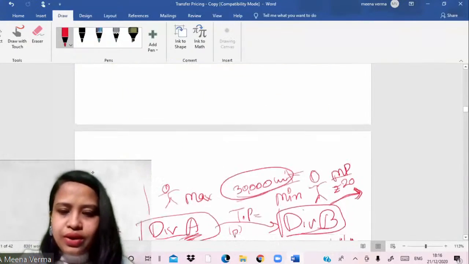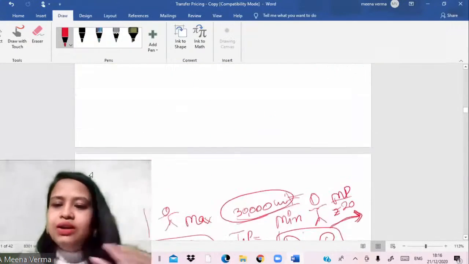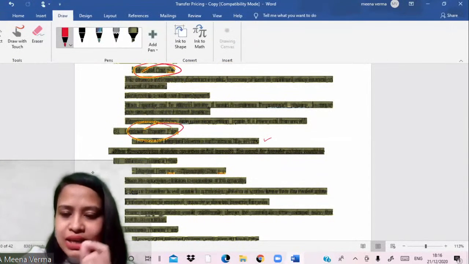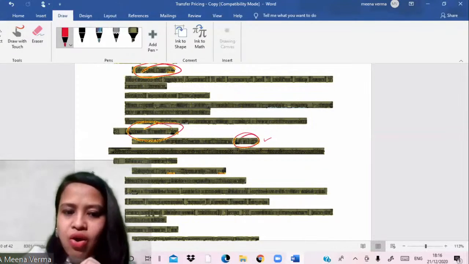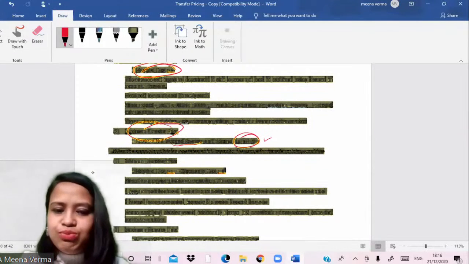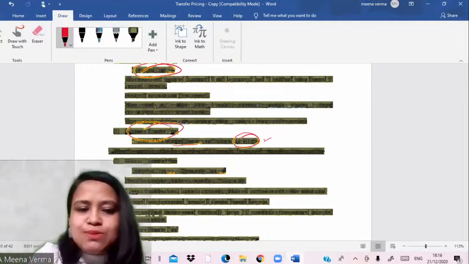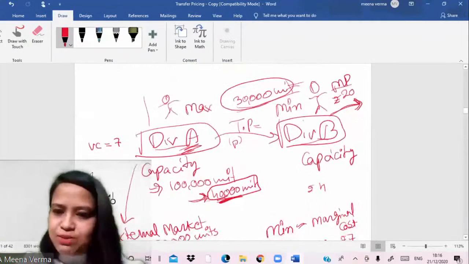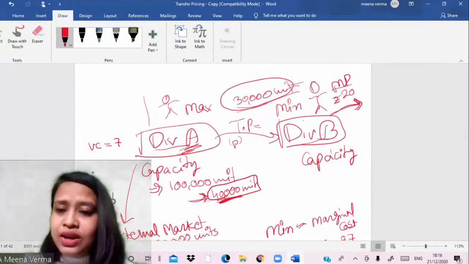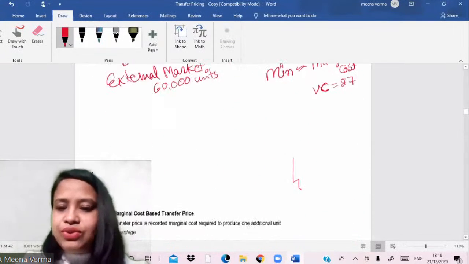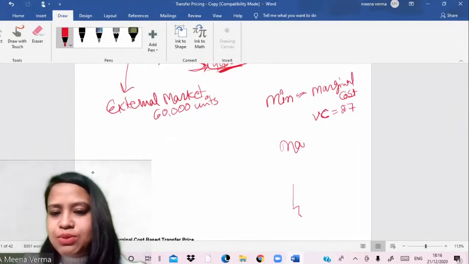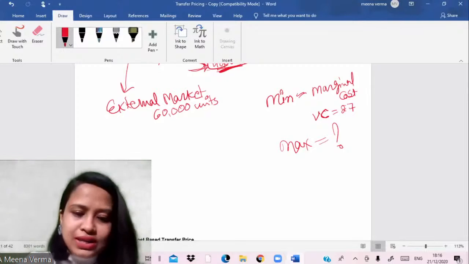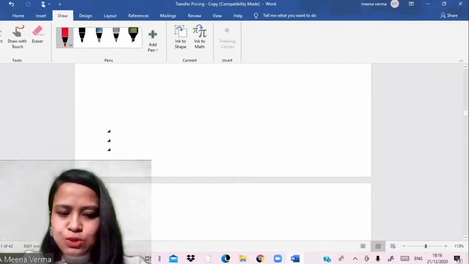In such a case, we will decide this maximum transfer pricing as the external buy-in price or the lower of net marginal revenue. I will explain this with the help of an example. We have a question related to this, and we will understand it with the help of which we can find the maximum transfer price.